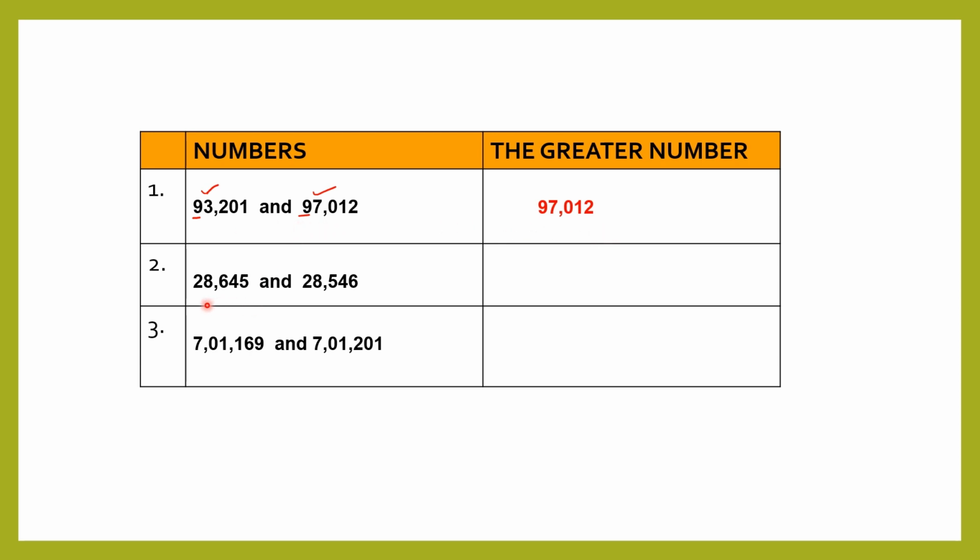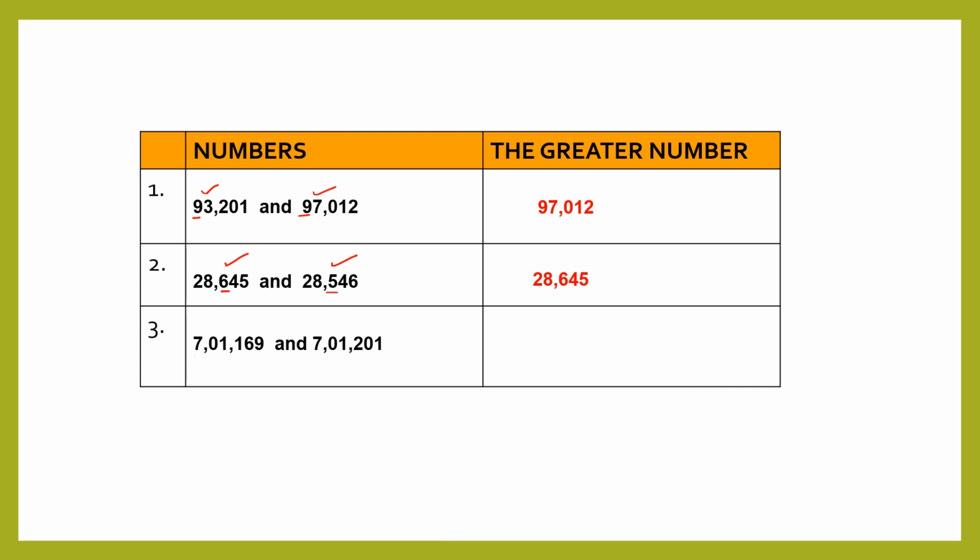Let's go to the next one. Here also, if you see, there are 5 digits here and 5 digits here. That means we look at the number on the extreme left of both the numbers. So here we have 2 and here also we have 2. So in that case, we go to the next digit. So here the next digit is 8. Here also the next digit is 8. So now what do we do? If that is also the same, then we go to the next digit. So the next digit is 6 here and here it is 5. So 6 is greater than 5. That means the greater number is 28,645.